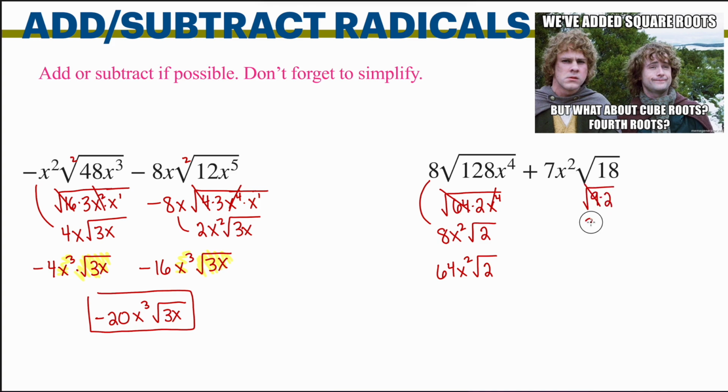The square root of 9 is 3. So now you can multiply those together. 7 times 3 is 21. I have an x squared on the outside, and then a square root of 2 is left.